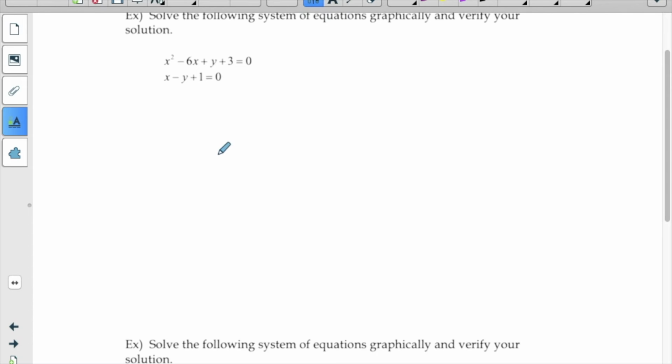Make the y 0? Yes, isolate y. Okay, so if we're going to solve graphically, that's the method that we're going to focus on today. To solve graphically, we need to isolate y in each equation.